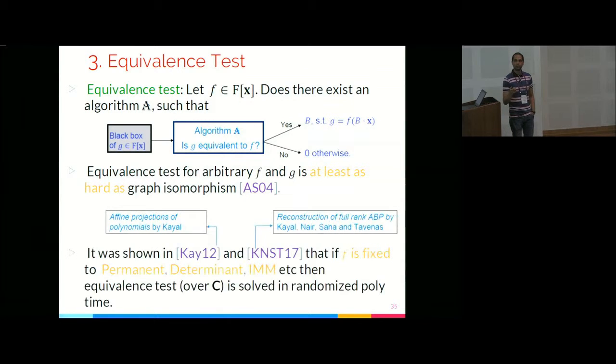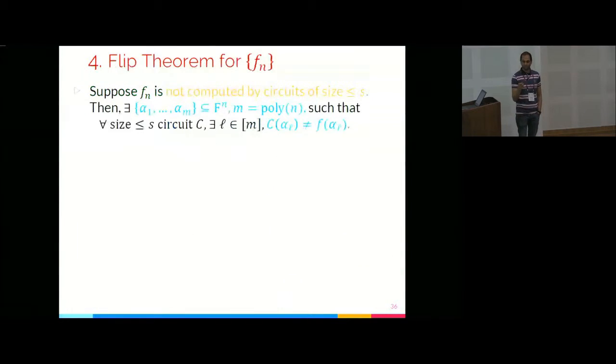But Kayal, and then later Kayal, Nair, Saha and Tavenas in their work showed that if F is fixed to be permanent, determinant or IMM, then this equivalence test over C can be solved in randomized polynomial time. In fact, this is also true for permanent and IMM over Q, but for determinant over Q, this test is known to be at least as hard as integer factoring. Okay, so here is the next question.